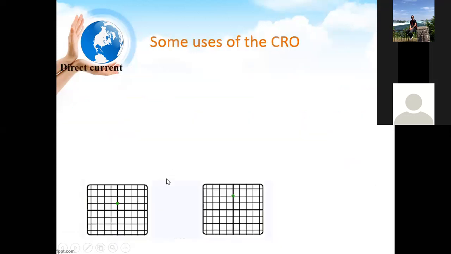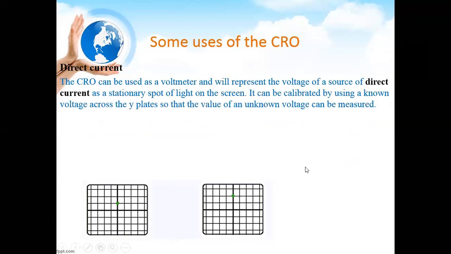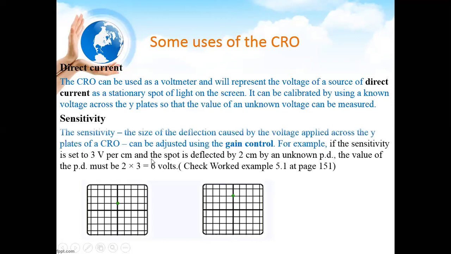So some of the uses of the cathode ray oscilloscope, let's learn about it. The first one, direct current. When you apply the cathode ray oscilloscope to direct current, you're going to see a stationary spot on the screen like this. Here, the shape you see is a dot. So this is going to show the direct current applied on the screen. Okay.